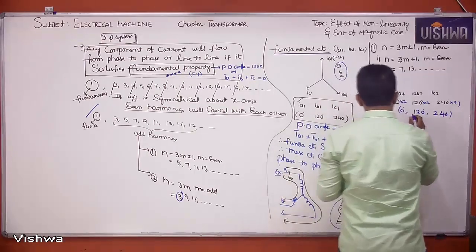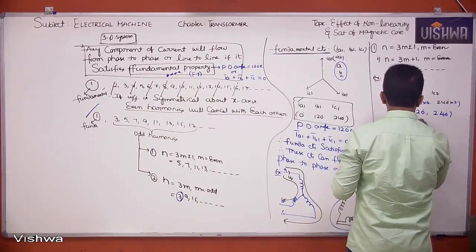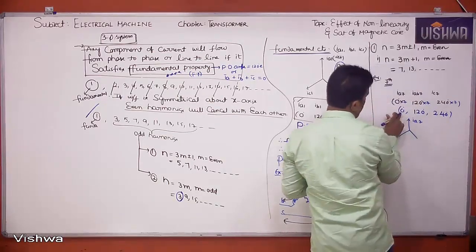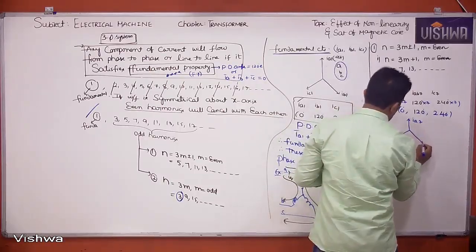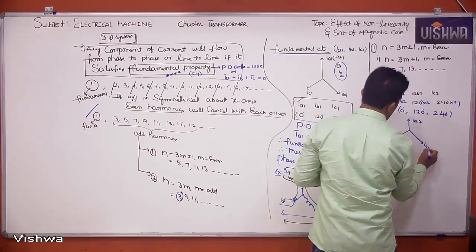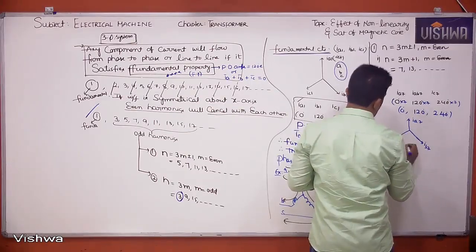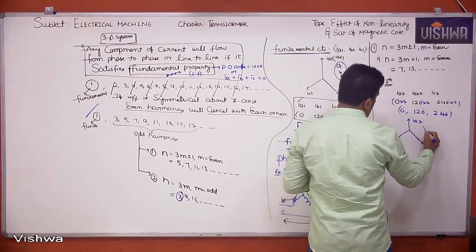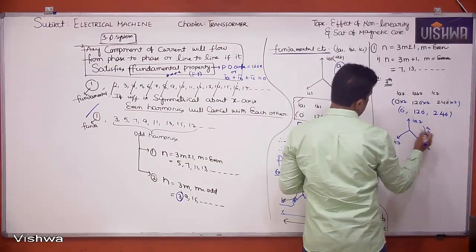So what do I mean by 0, 120, 240? If I take IA7 as reference, after 120 who is coming? IB7. After 240, you are getting IC7. Now what is the phase sequence here? A, next B, next C. A, B, C is the phase sequence.